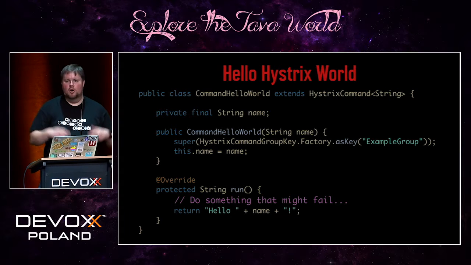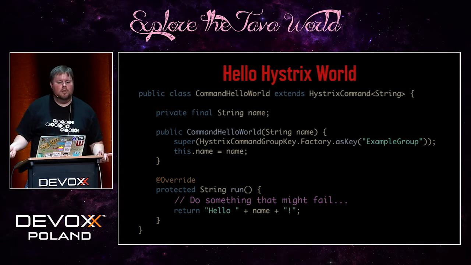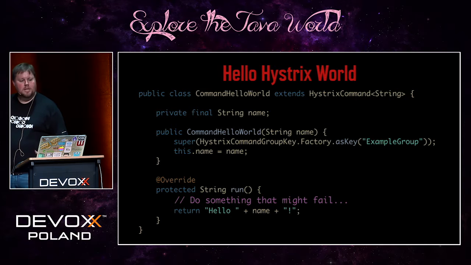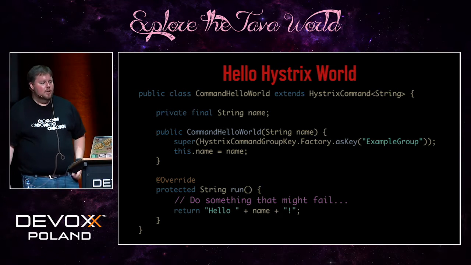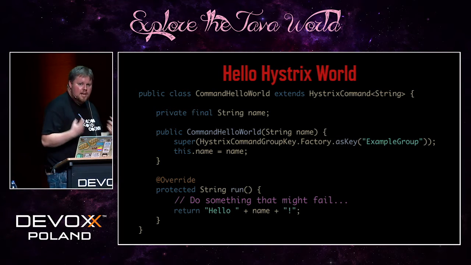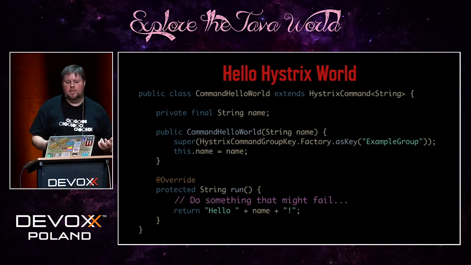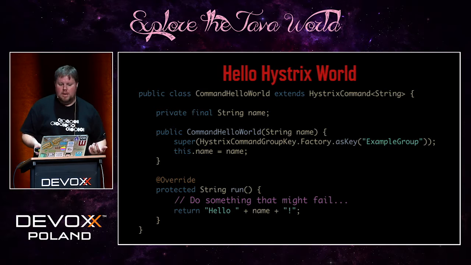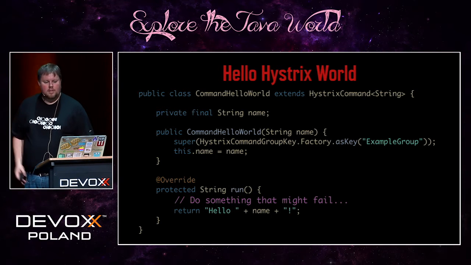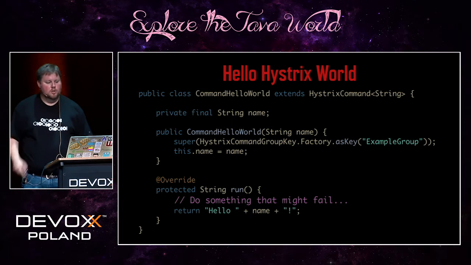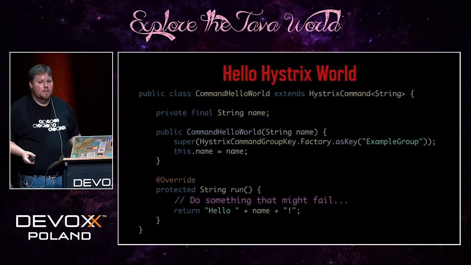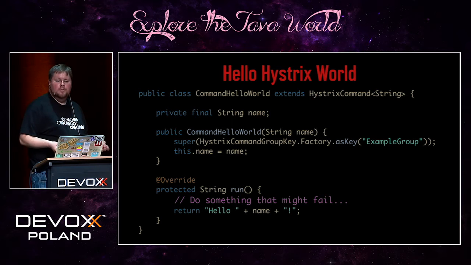Again, an old school design pattern. I implement a command object, and in that command object, I wrap the code that I want to execute inside of a circuit breaker state machine in the run method. So the run method does something that might fail, and then in this case just returns hello name. So we have that behavior.